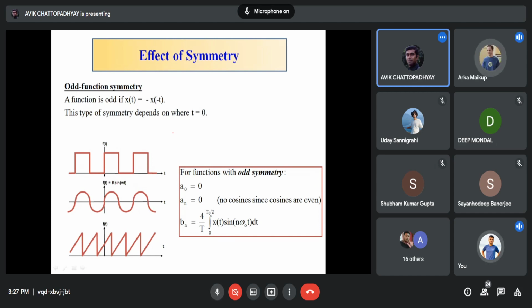So I think 1 and 3 are not odd. Very good. 1 and 3 are not odd. Only the signal 2, or the waveform 2, the second one, is actually odd. Okay. Now we can make these two odd.